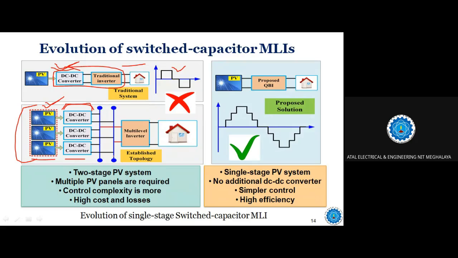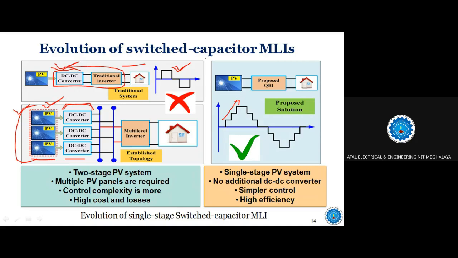But in the multi-level output, what you are getting is multiple steps at the output. So multiple steps you are getting, but you require multiple PV panels. Here we are getting the harmonics very high. That is a problem in the traditional system.